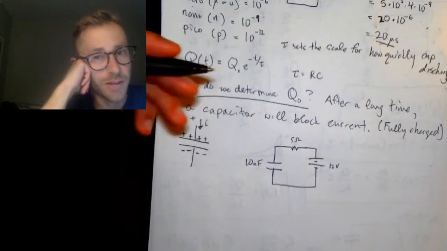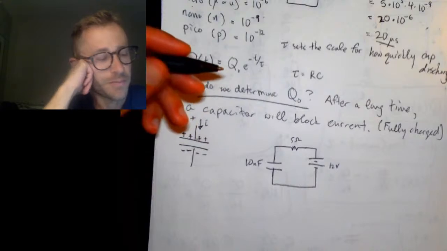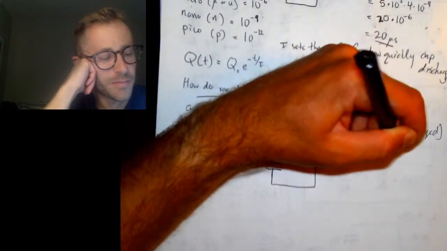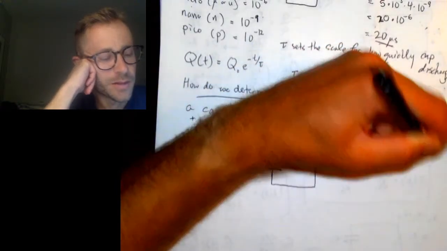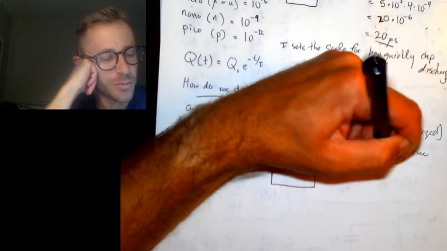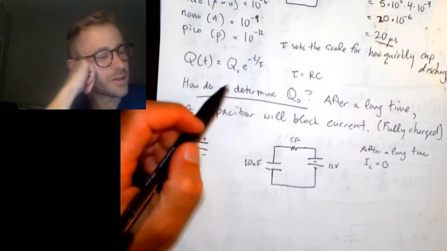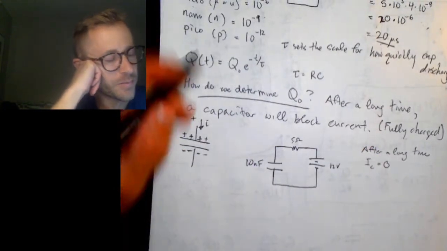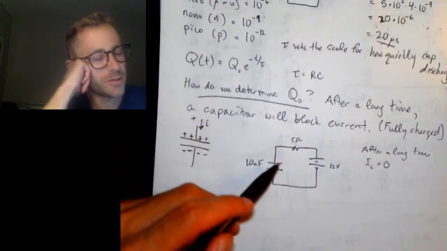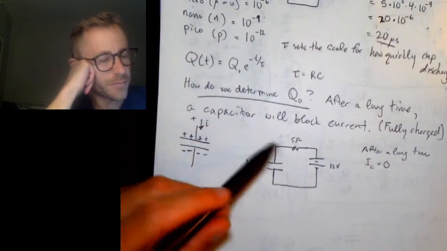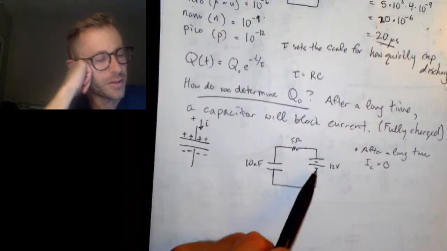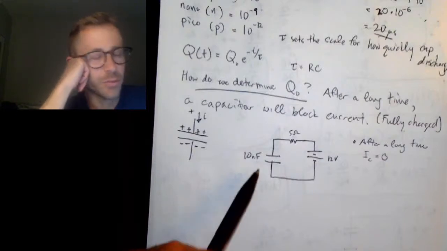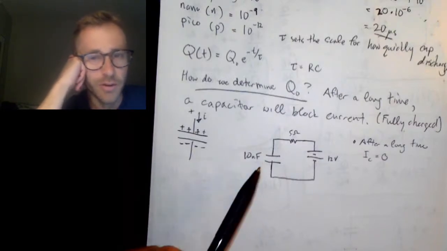So after a long time, all right, after a long time, the current through the capacitor will be 0 because the capacitor is fully charged and it will block all the current. Okay? So that means that the current has entirely stopped in this circuit. So the capacitor will eventually stop all of the current.